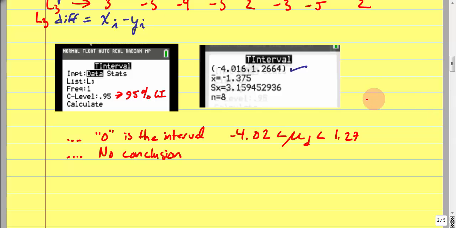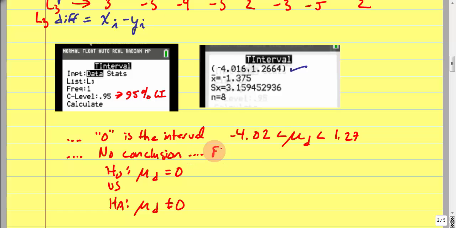Now usually what we'd be testing here for a confidence interval is the mean of the differences equals 0 versus the mean of the differences does not equal 0. So this is the confidence interval case. Really from here, I can't draw a conclusion about which one is greater or which one is not greater. So I would have to fail to reject H0 because 0 is in the interval.